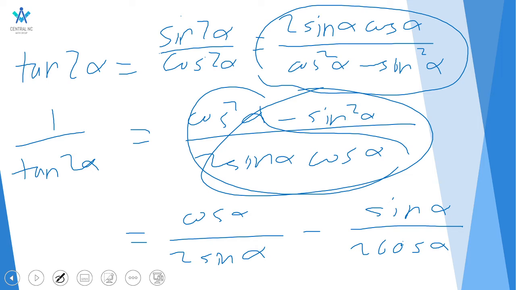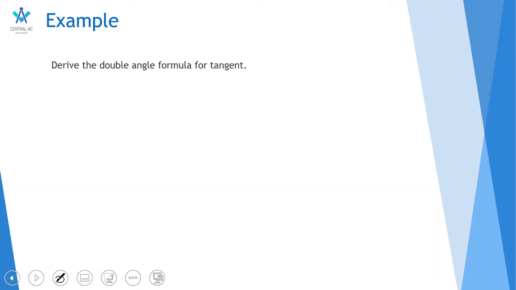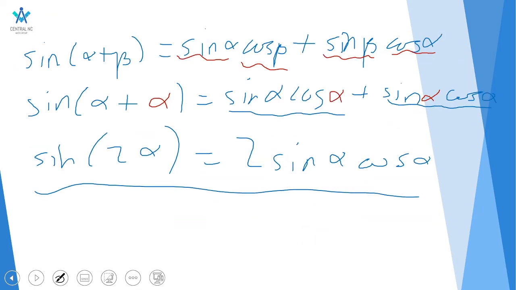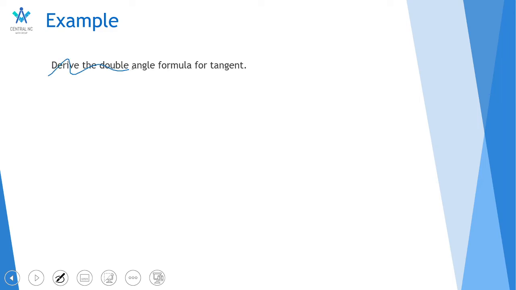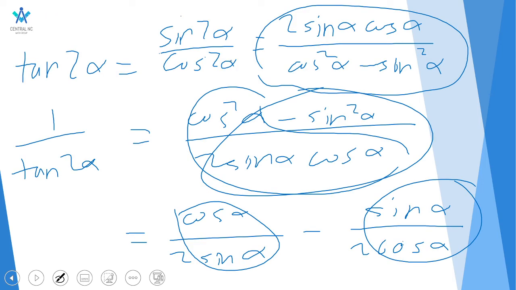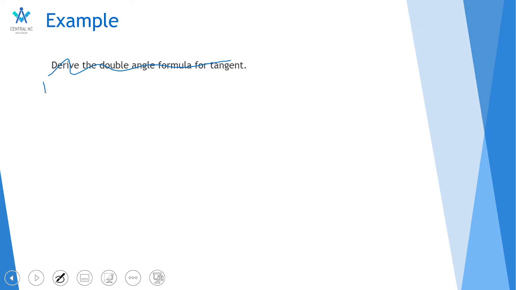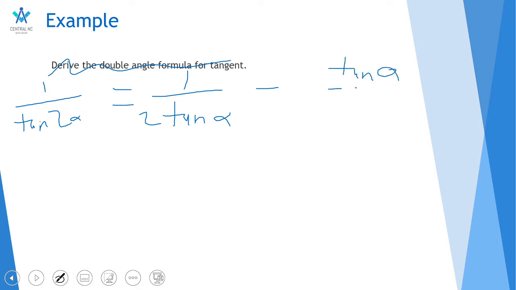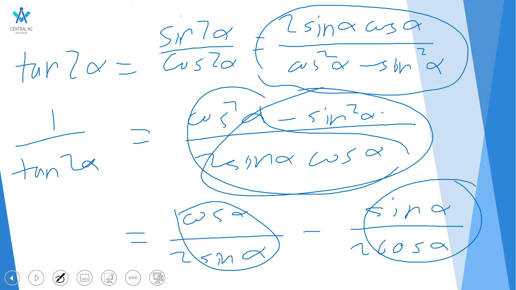As you can see here, we can also use the fact again that tangent is equal to sine over cosine. Right here we have 1 over tangent, and right here we have a tangent. I'm going to rewrite this as 1 over tangent 2 alpha is equal to 1 over 2 tangent alpha minus tangent alpha over 2. Hopefully you see how this is equal to 1 over 2 tangent minus tangent over 2.